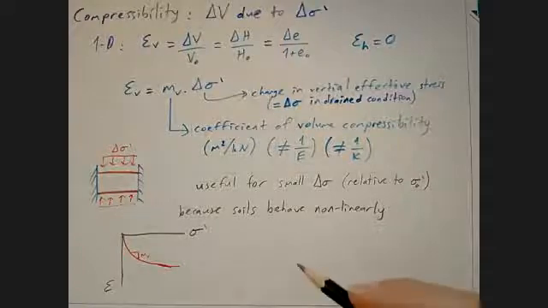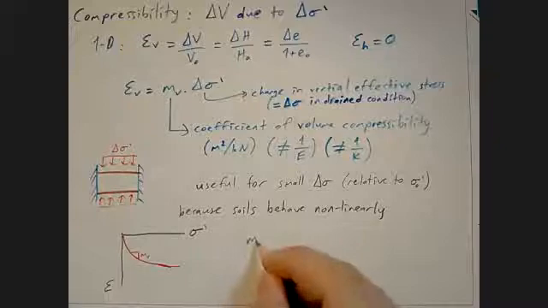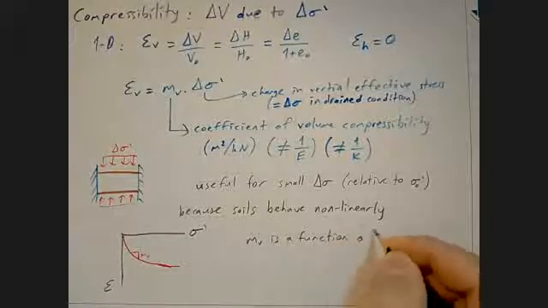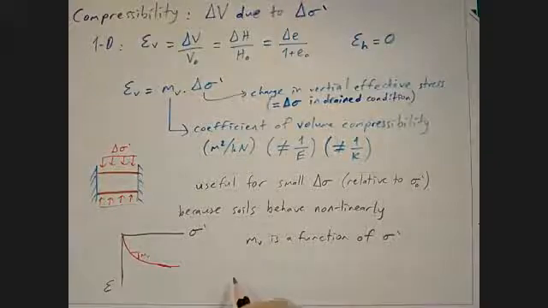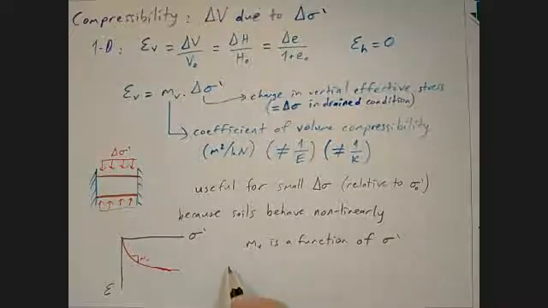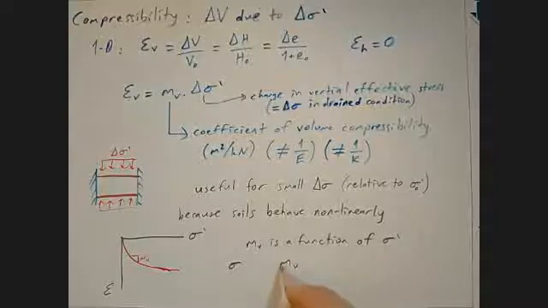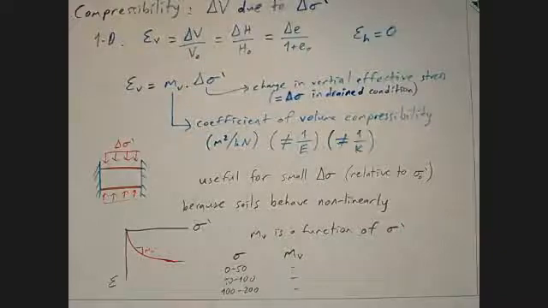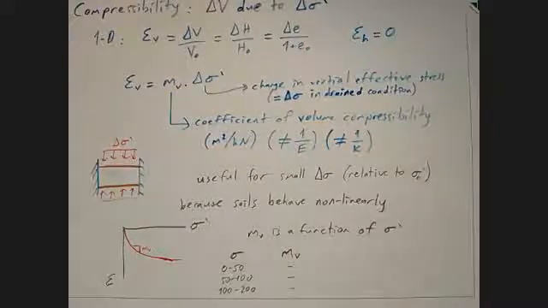And actually, this is why MV, as you see from here, is a function of stress as well. You can also see this, for example, in soil investigation reports or laboratory results, where they just give MV in the form of a table. For example, 0 to 50 kPa, MV is something, 50 to 100, MV is something else, 100 to 200, MV is something else, and so on. And you will see that these numbers are going to be decreasing in order.